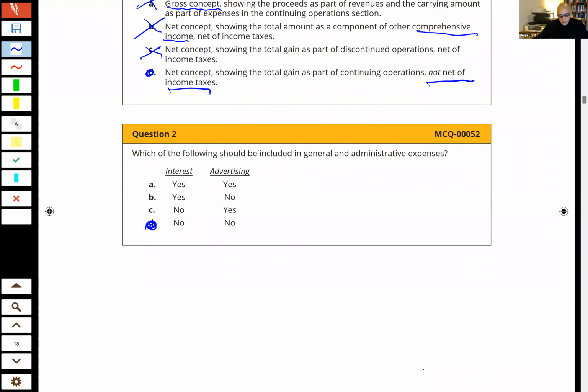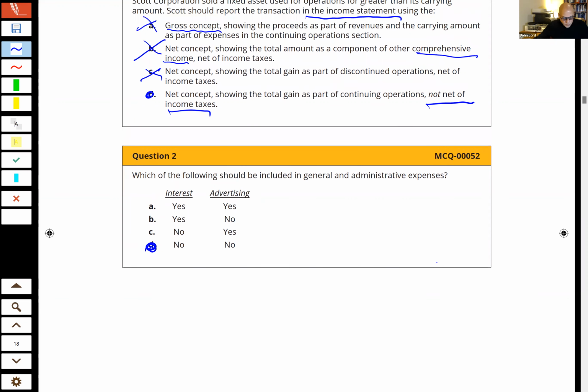Okay, so let's have a discussion about this question. 42% of us got D, but this should have been more like 100% of us. So let's try to understand what's going on here. Go ahead and prepare to defend what you chose. Which of the following should be included in general and administrative expense? So interest is a general and administrative expense. Please defend for people that chose A. How is interest a general and administrative expense? Go ahead.